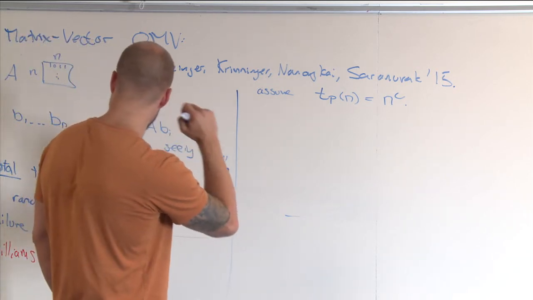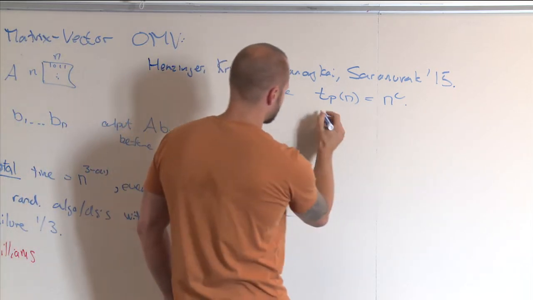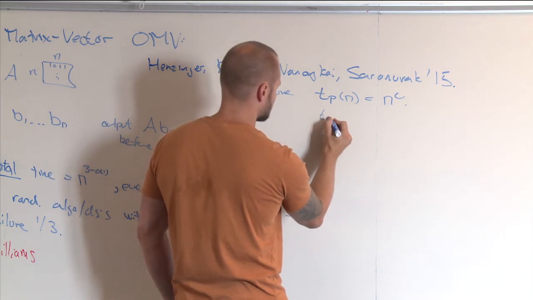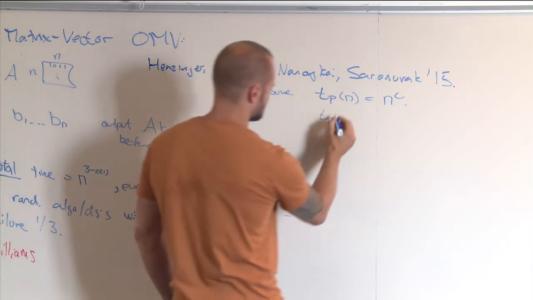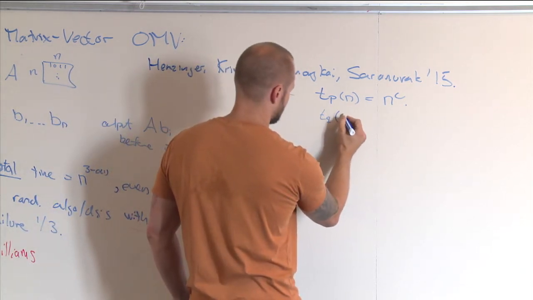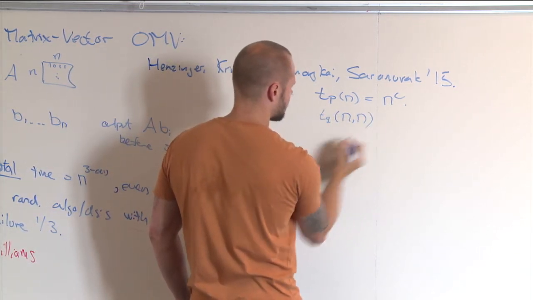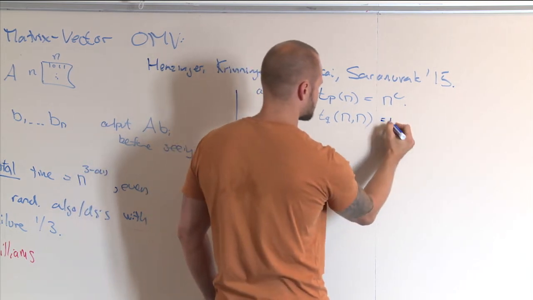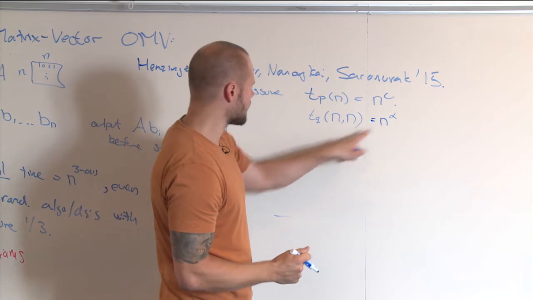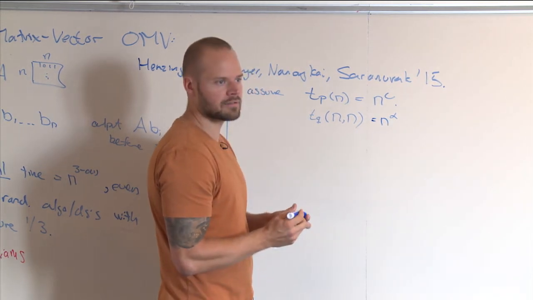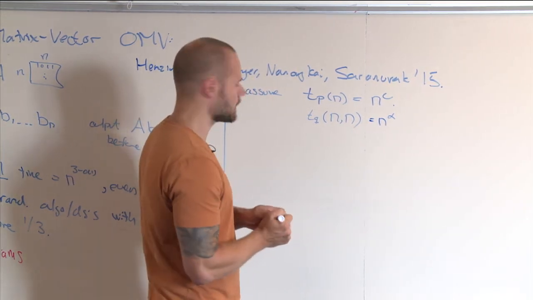And let's say that the query time to answer all the remaining n queries, n queries of size n, is some n to the alpha. And we want to prove that this last term still has to be cubic. Alpha still has to be 3. That's what I want to argue, that this follows from the other one.